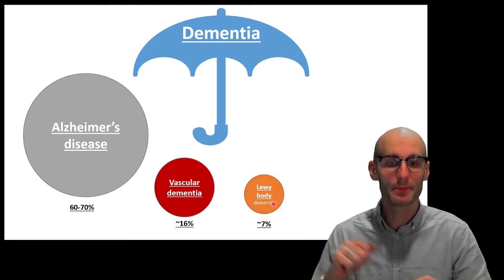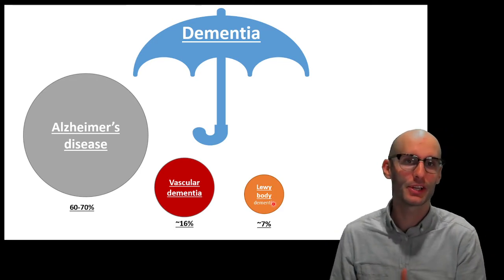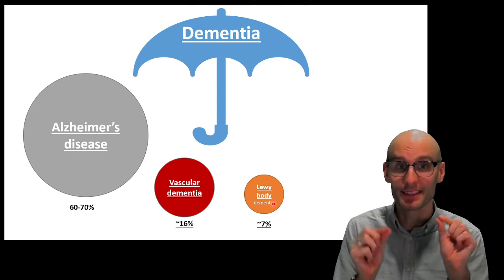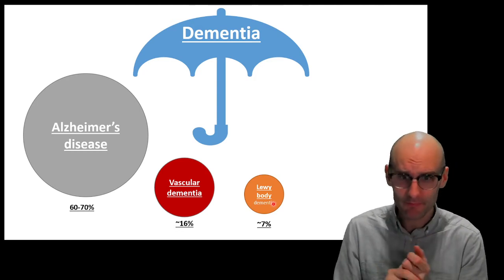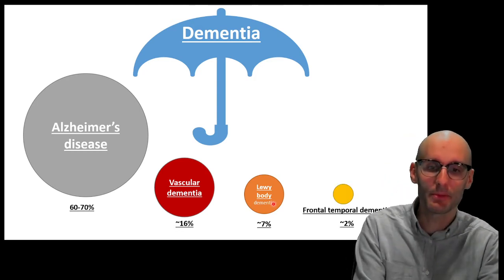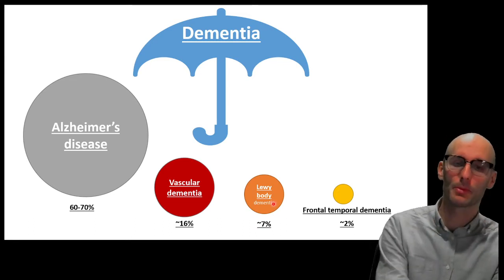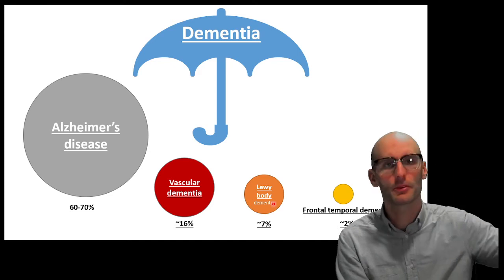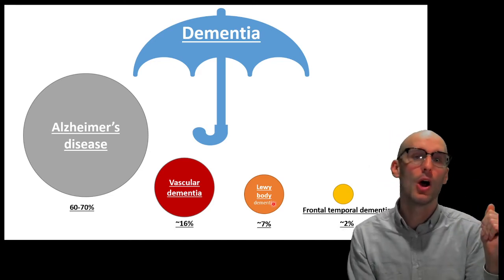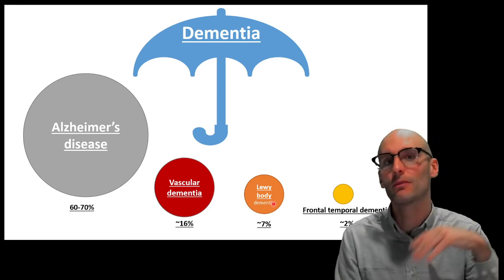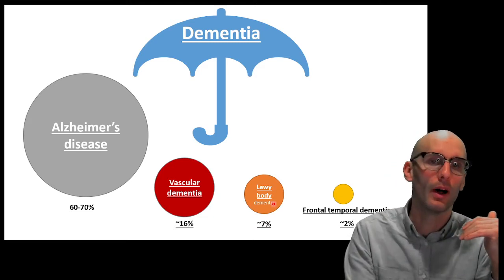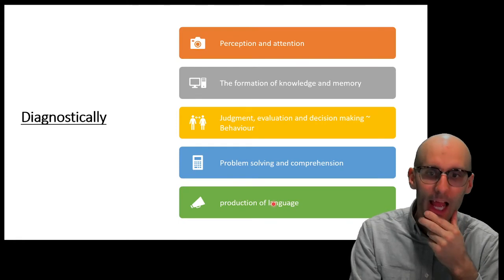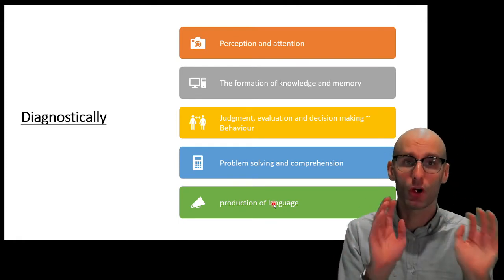So we have vascular dementia, then we have Lewy body dementia. This refers to a particular histological hallmark that we can see in the brains of these patients. And it makes up around 7% of dementia. And then we have frontal temporal dementia making up about 2%. And then the tail continues. There are numerous very rare forms of dementia, often caused by rare mutations or head injuries or rare events going on. So diagnostically, these dementias are often a little bit distinct.